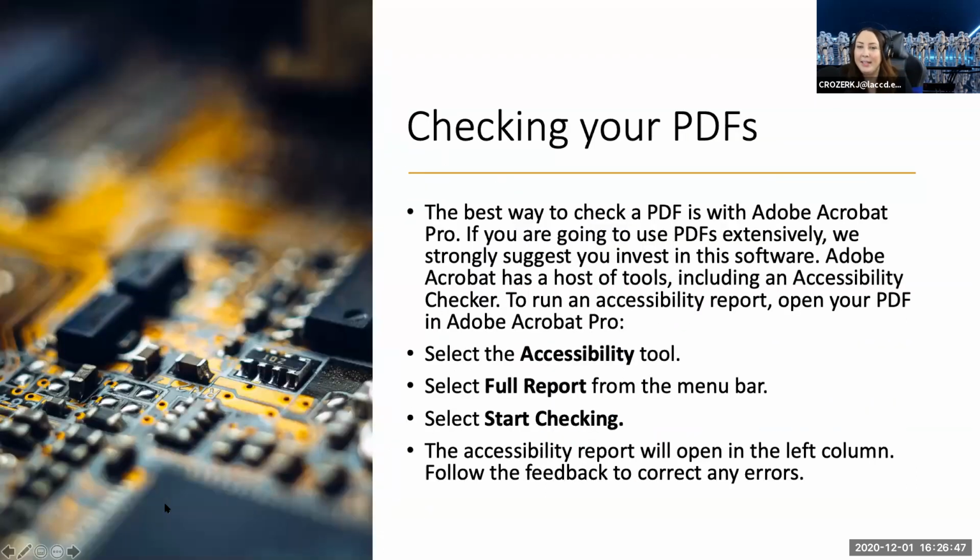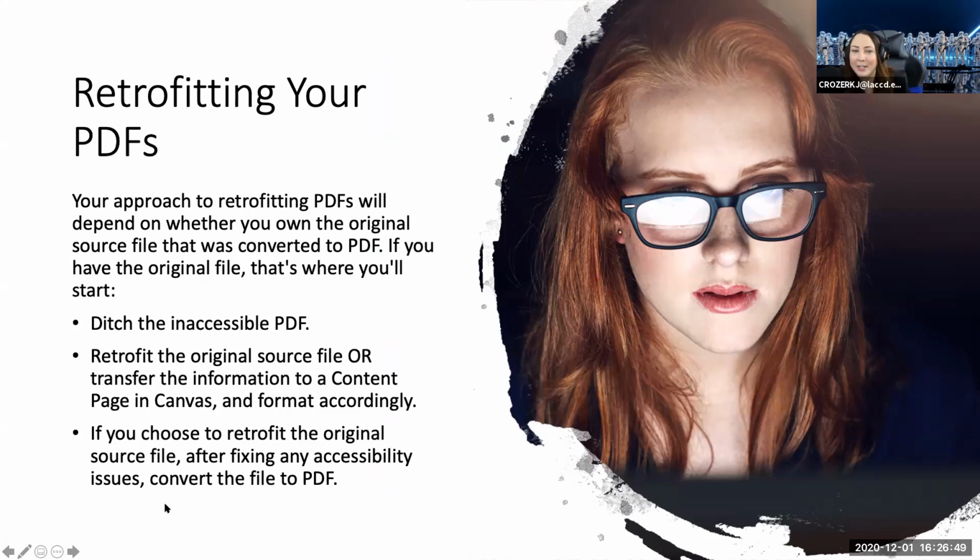If you have the original file, then you can ditch the inaccessible PDF and retrofit the original source file. Or maybe you realize that original file would have been better as a Canvas page. So you retrofit it for Canvas. You remediate it for Canvas. Or, if you want, you can go back to that original file, make it accessible, and then convert the file back to a PDF.